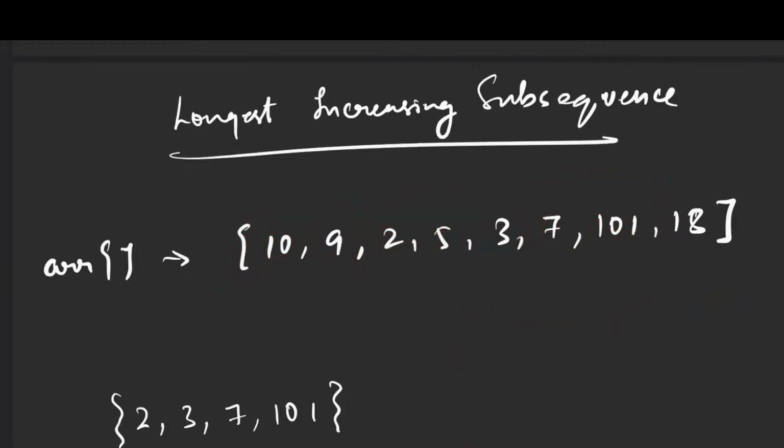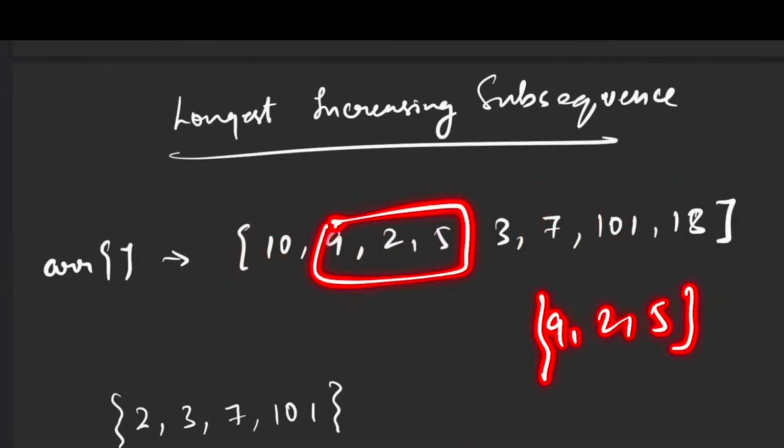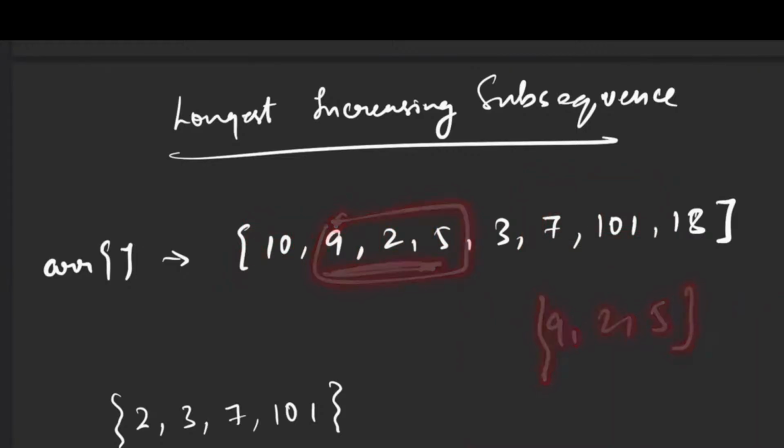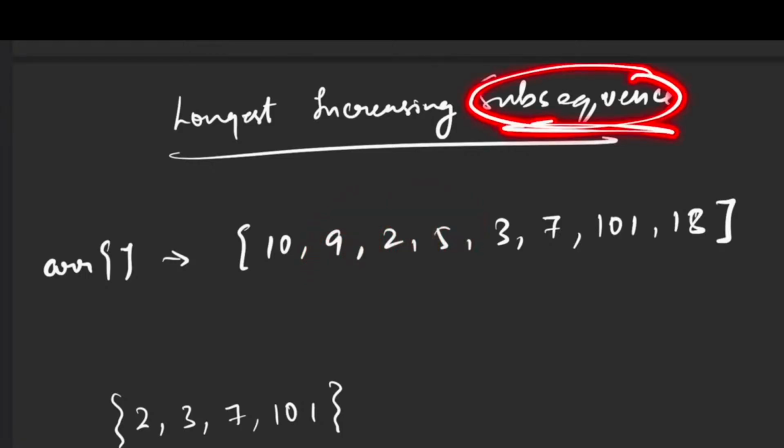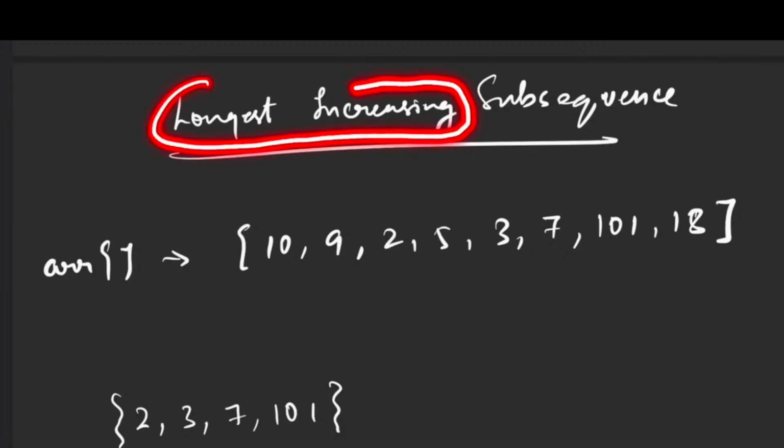Any non-contiguous selection, like 9, 2, 5, is a subsequence. As long as you're picking elements that follow the order, like 9, after that 2, after that 5, if it's following the order, then you call it a subsequence. Now, as the name suggests, subsequence is clear to you. As the question name suggests, figure out the longest increasing subsequence.